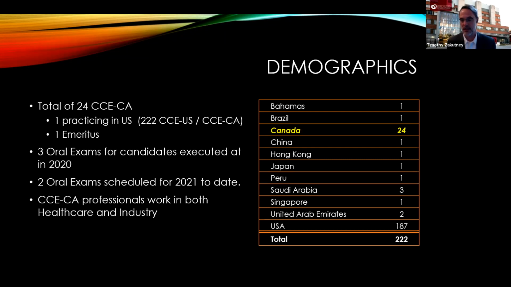And I'll just reiterate, CCEs, they don't necessarily work in hospitals, although that's the prevalence. They can certainly work outside, whether it be an equipment planning or an architectural firm, Health Canada, lots of different areas as a consultant, for example. So obviously the most CCEs around are in the United States at 187, but they are across the country, across the world, a total of 222.